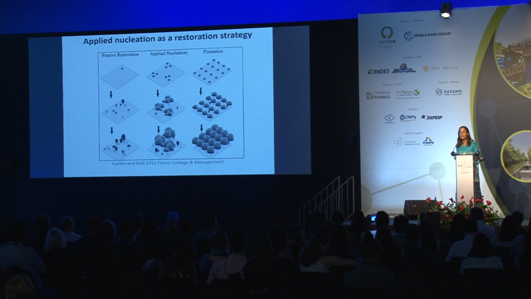So we've been collecting data for 13 years now on this study, and we've been asking questions, and I'll talk about a synthesis. Do they facilitate recovery? Is there a critical tree nuclei size? Do the nuclei spread? And are they practical to implement?